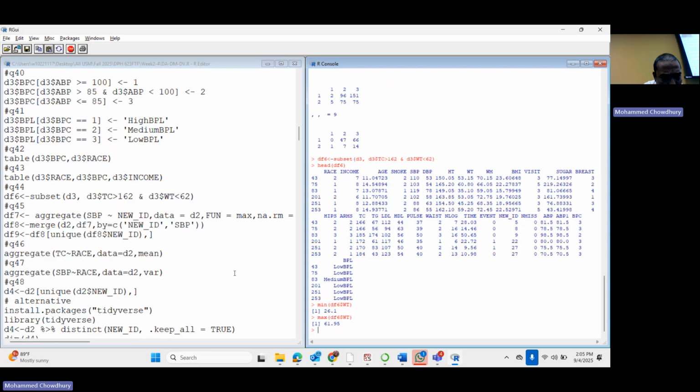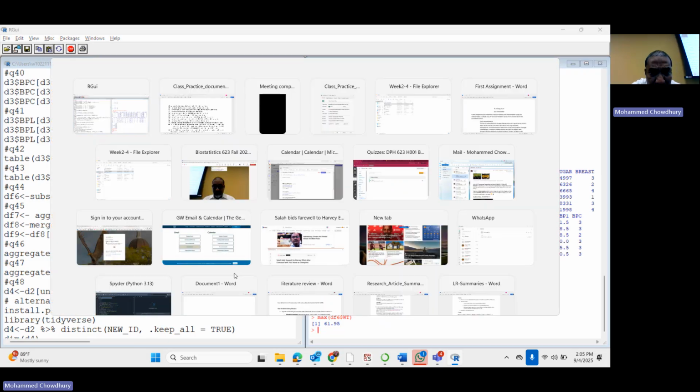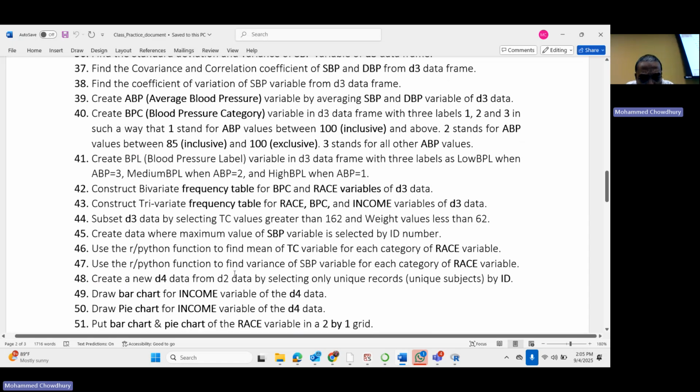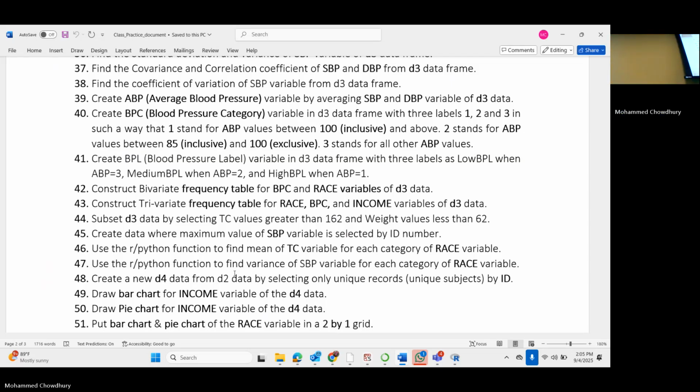Okay, so after this, question number 45. Let me see what question number 45 is telling. Create data where the maximum value of the SBP variable is selected by ID number. Each person is appearing multiple times, right? That person with their highest SBP value. So suppose you are appearing 10 times, you are appearing 7 times, she is appearing 8 times, I am appearing 11 times. Among these 11 times, I have 11 rows with one ID. Among these 11, I want to select my maximum blood pressure. So each person's maximum blood pressure will be selected.